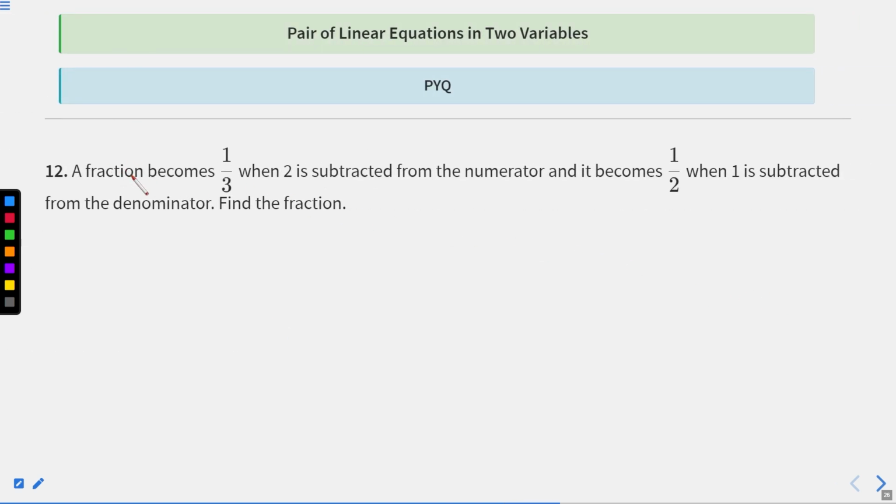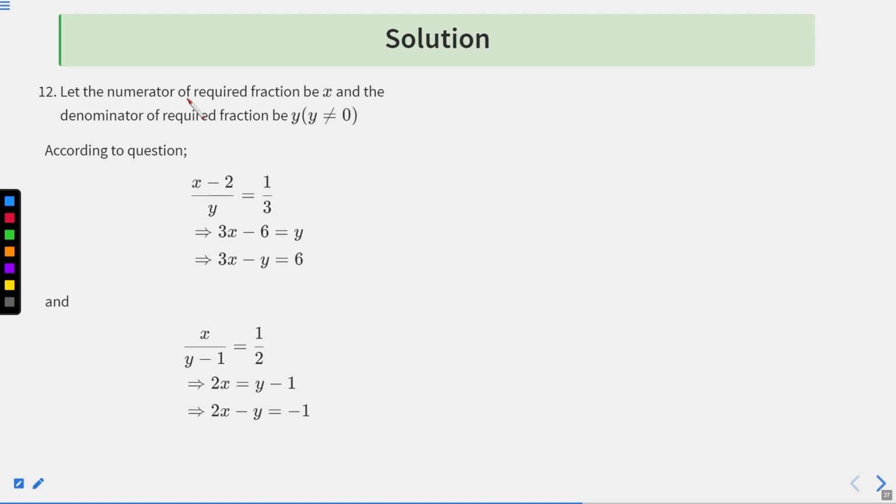So in question number 12, it said to us a fraction becomes 1 by 3 when 2 is subtracted from the numerator, and it becomes 1 by 2 when 1 is subtracted from the denominator. So find the fraction. Let us solve. Here we first let the numerator of the required fraction be x and the denominator be y, where y is not equal to 0. Now according to the question, (x minus 2) over y is equal to 1 by 3, and if you simplify this, you will get the equation 3x minus y is equal to 6.